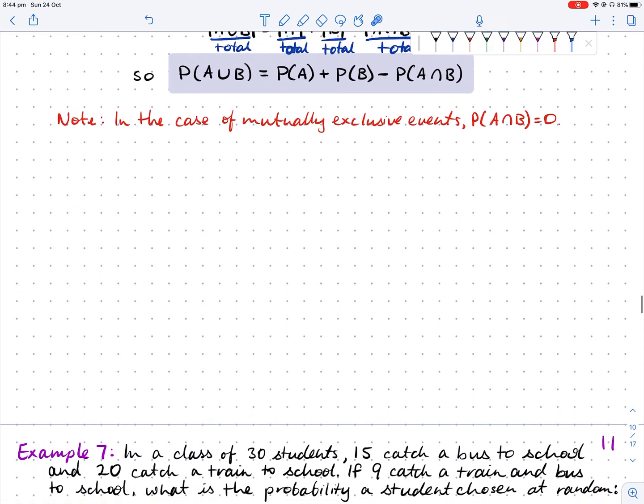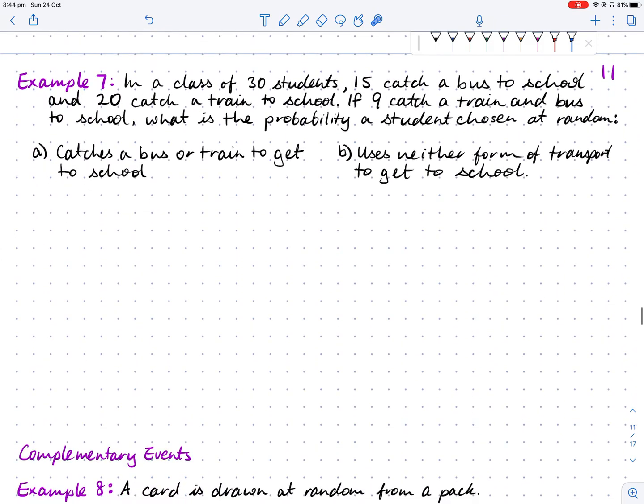Let's go do some questions now. So in this one, in a class of 30 students, 15 catch the bus to school, 20 catch a train, and 9 catch a train and bus to school. We're going to find these probabilities that we need. So the first thing that I would do here is I would rewrite this. We have 30 students all together. I'd rewrite these as probabilities.